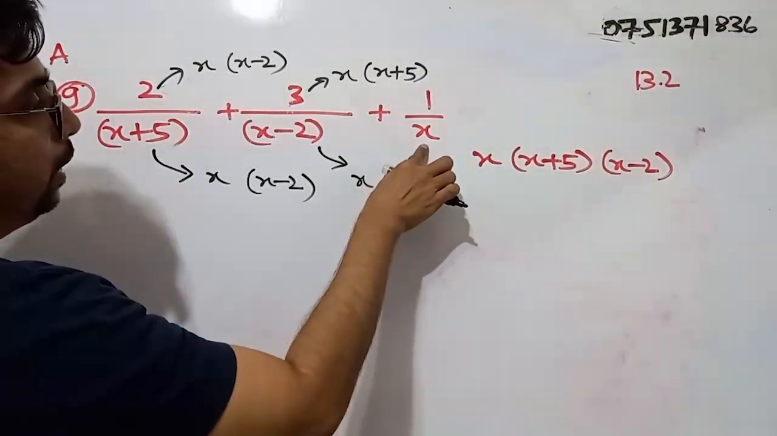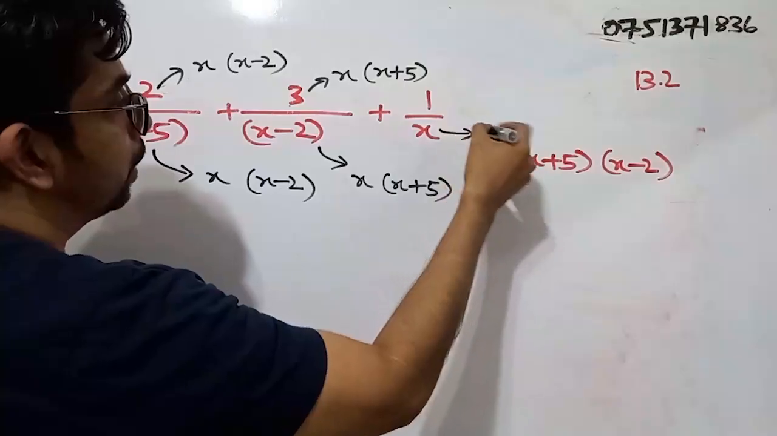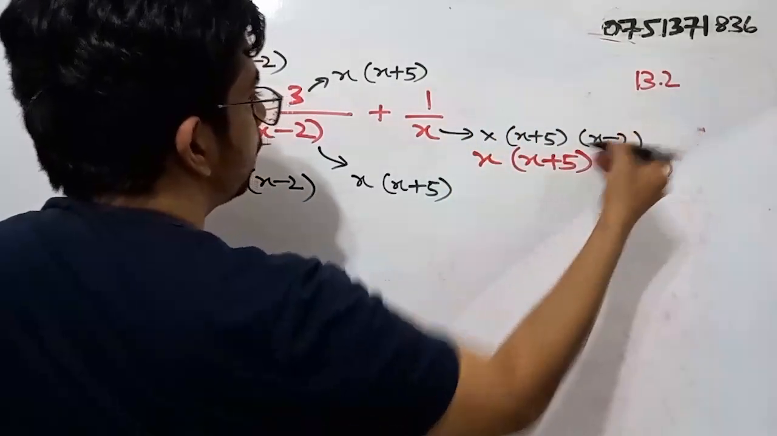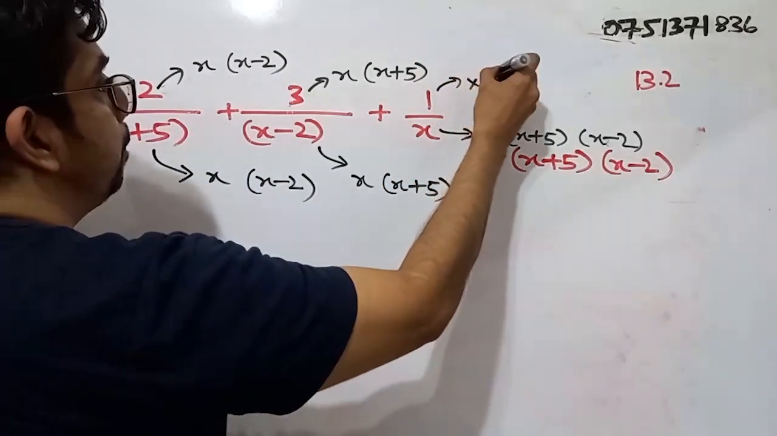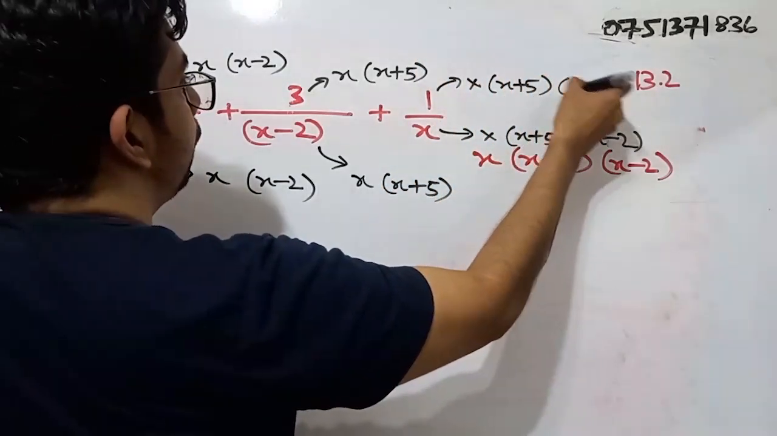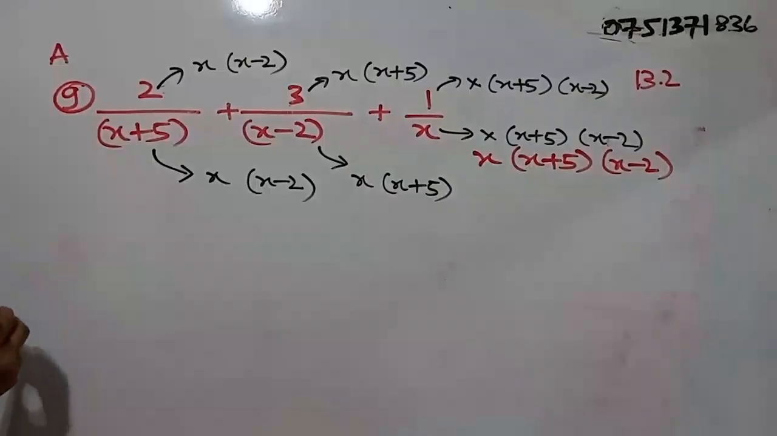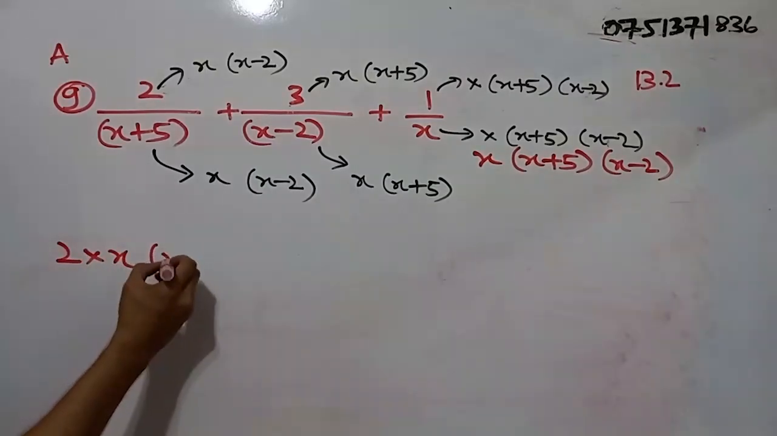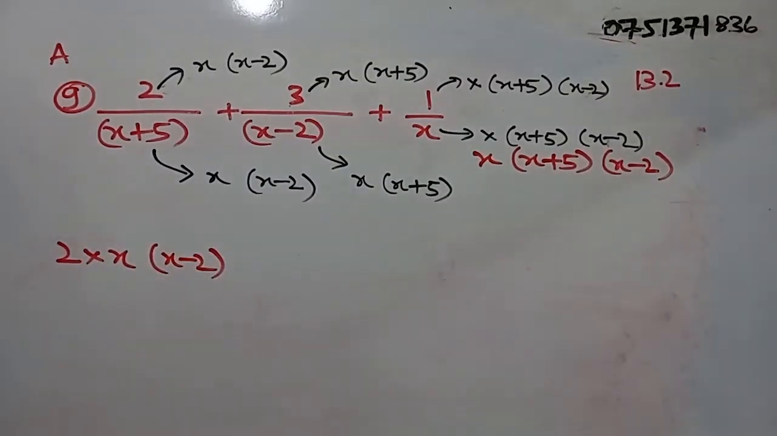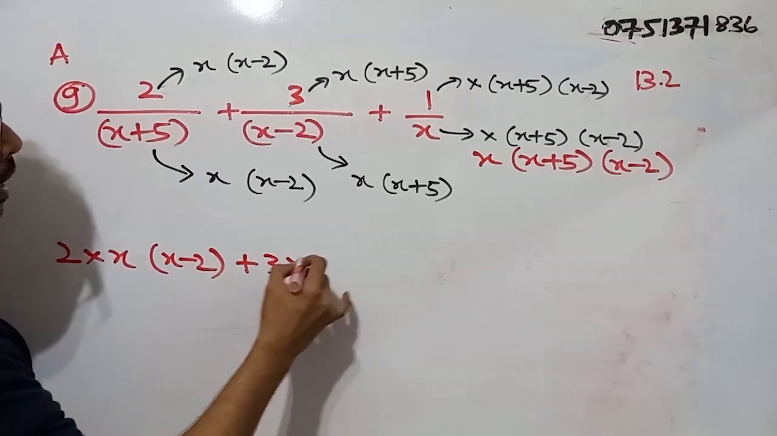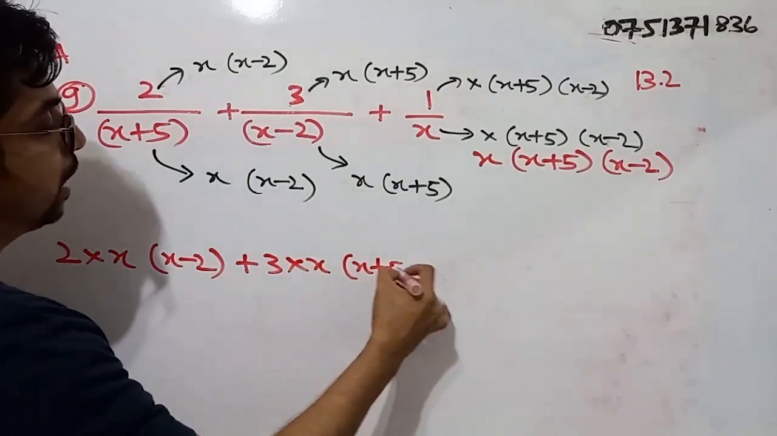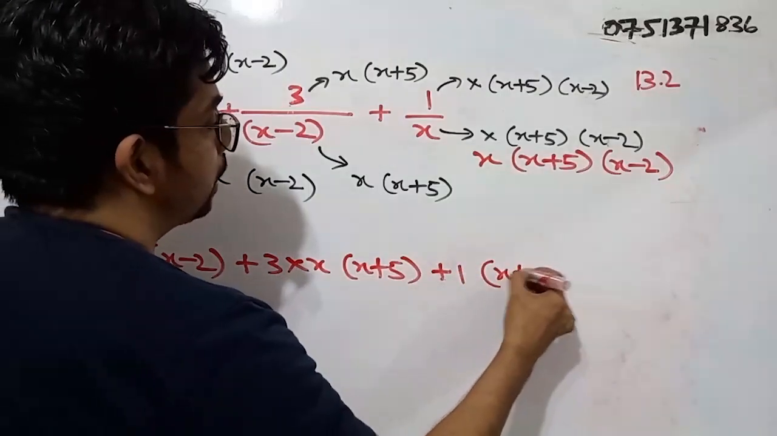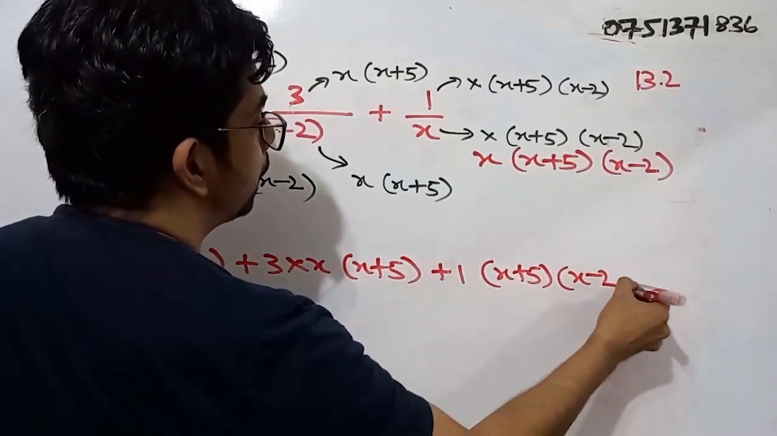Right. So here the denominator should be multiplied by what? It should be multiplied by x plus 5 and x minus 2. So the numerator must be multiplied by x plus 5 and x minus 2. Okay, so we will do this multiplication. So 2 into x within brackets x minus 2. Okay, then plus 3 into x within brackets x plus 5. Then plus 1 into x plus 5 into x minus 2.